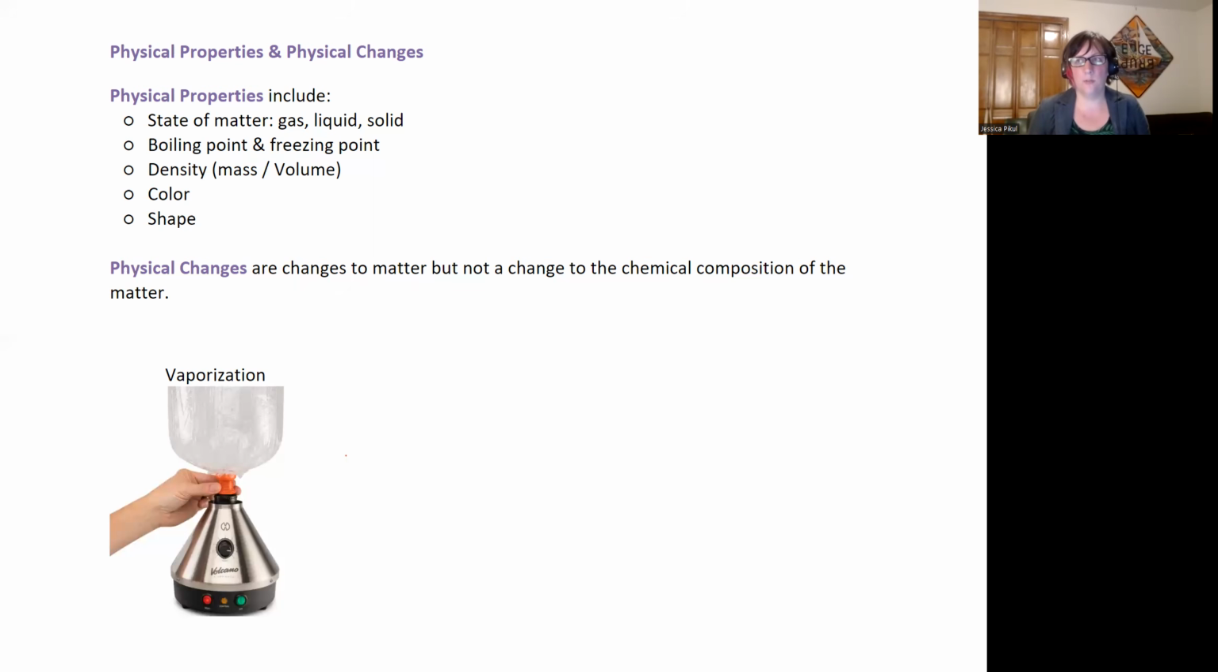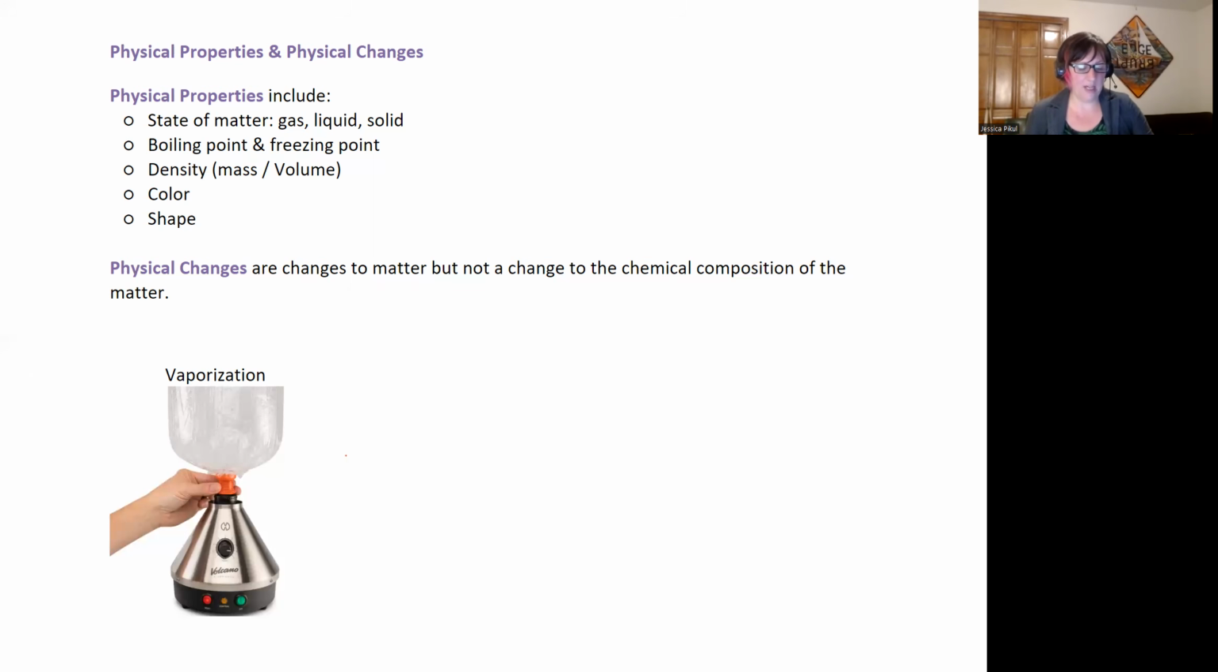So physical properties and changes are going to be when a molecule doesn't actually make a change to its chemical structure. So the atoms are all still connected in the same way. Or if it's an element, it's still an element, right? Like it's still just these atoms. They haven't formed a connection to another atom.